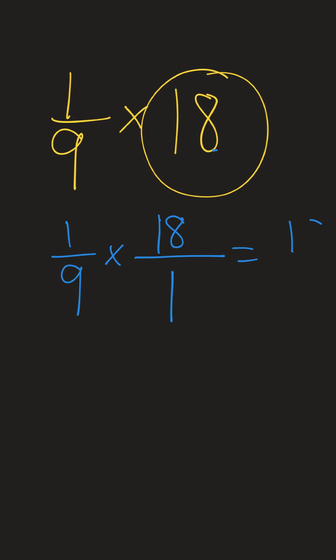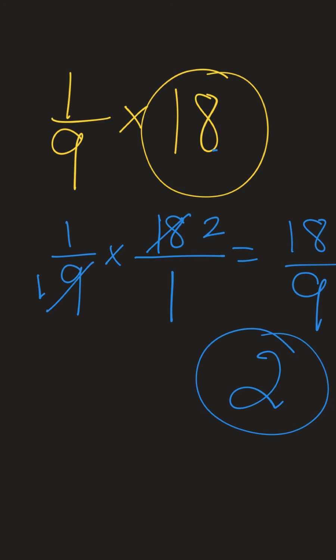18 times 1 is 18. 9 times 1 is 9. I can also simplify here and get 2/1. And 18 divided by 9 is, again, 2. And that is our final answer.